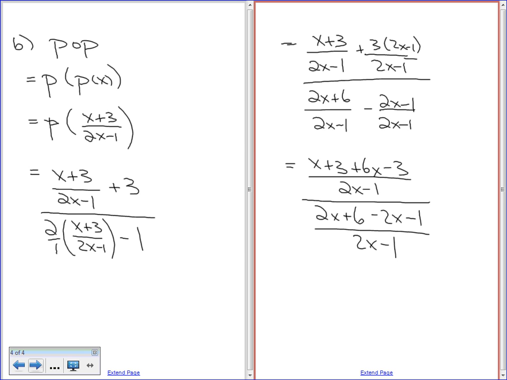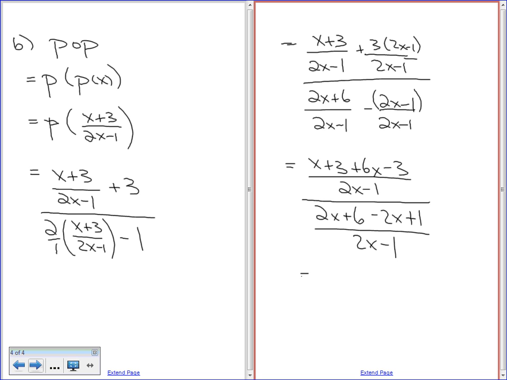Exactly. Remember that this negative doesn't just belong to this 2x, it also belongs to this negative 1. So if you forget that, it might be a good idea to put it in brackets, okay? So that you distribute this to here and to here, making that a plus 1. Okay, so now we're ready to collect some like terms.